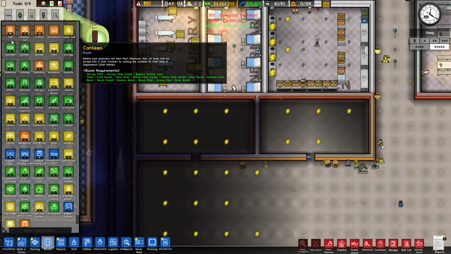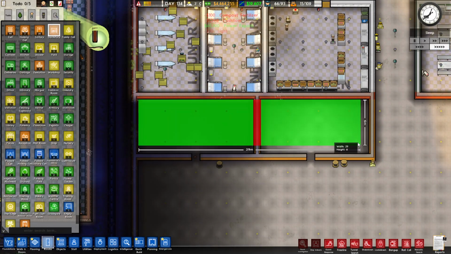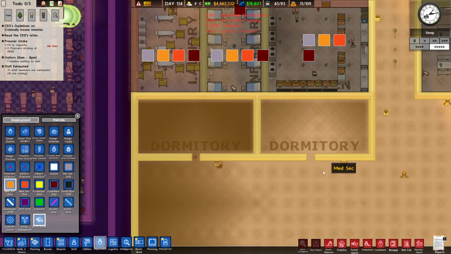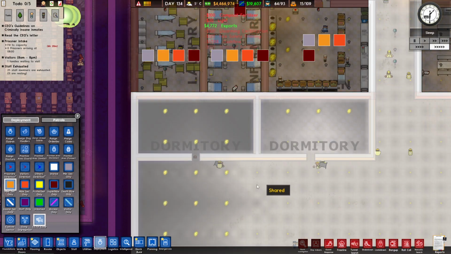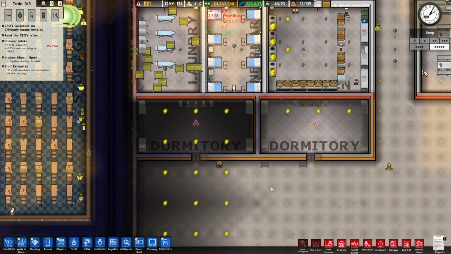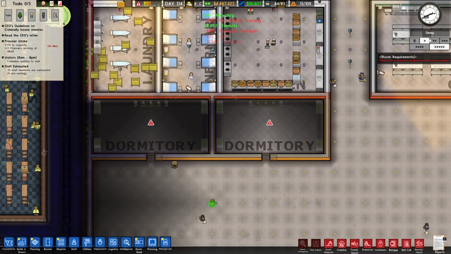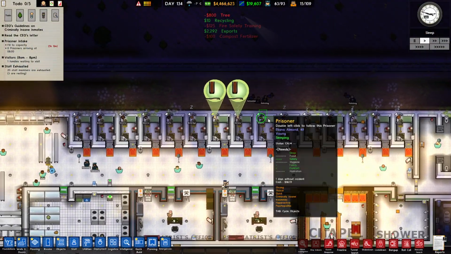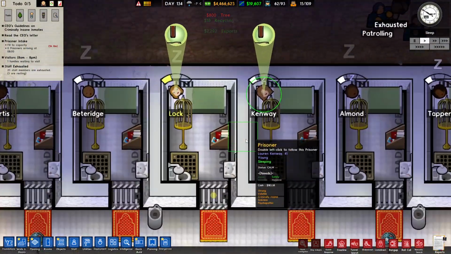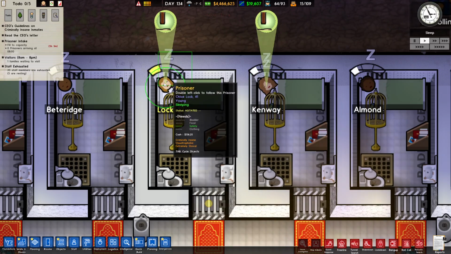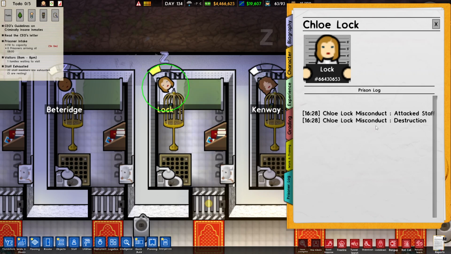Go to rooms and we'll actually set these up as dormitories. Deployment, medium. Oh, the door's not on yet. We can do that when the doors go on. At the moment, it's doing the entire block. We don't want that. What's going on over there? Is that the overdose symbol? Let's have a look at their prisoner log and see if it was.